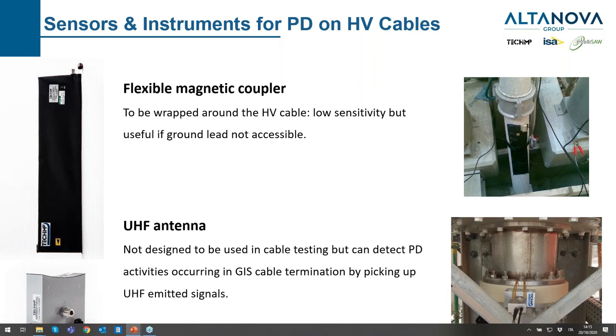Another sensor that we can use, especially on cable terminations in GIS, where we have to understand some problems in the stress cones or similar upper parts of the termination, is the ultra high frequency antenna. We can pick up the radiated signal of the PD to detect eventual PD sources in the GIS termination.